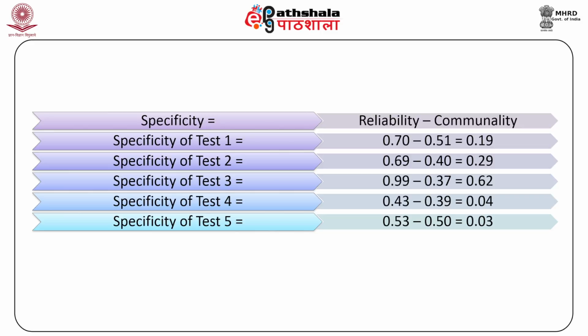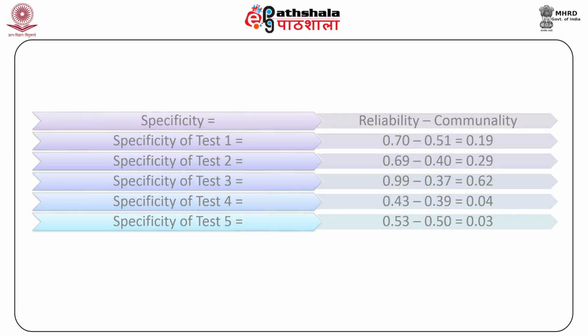Specificity is equal to reliability minus communality. Specificity of test 1 is equal to 0.70 minus 0.51, which is equal to 0.19. Specificity of test 2 is equal to 0.69 minus 0.40, which is equal to 0.29. Specificity of test 3 is equal to 0.99 minus 0.37, which is equal to 0.62. Specificity of test 4 is equal to 0.43 minus 0.39, which is equal to 0.04. Specificity of test 5 is equal to 0.53 minus 0.50, which is equal to 0.03.